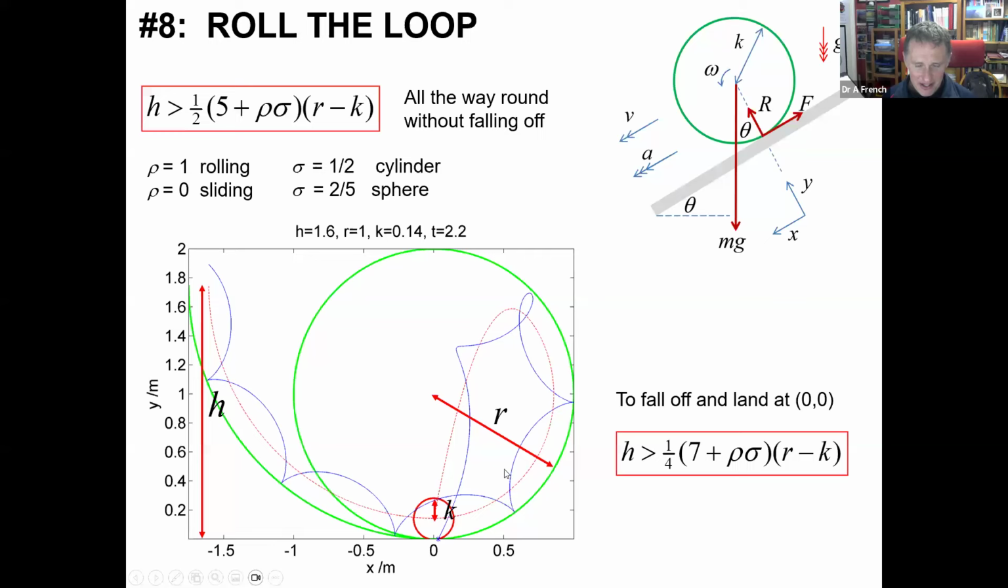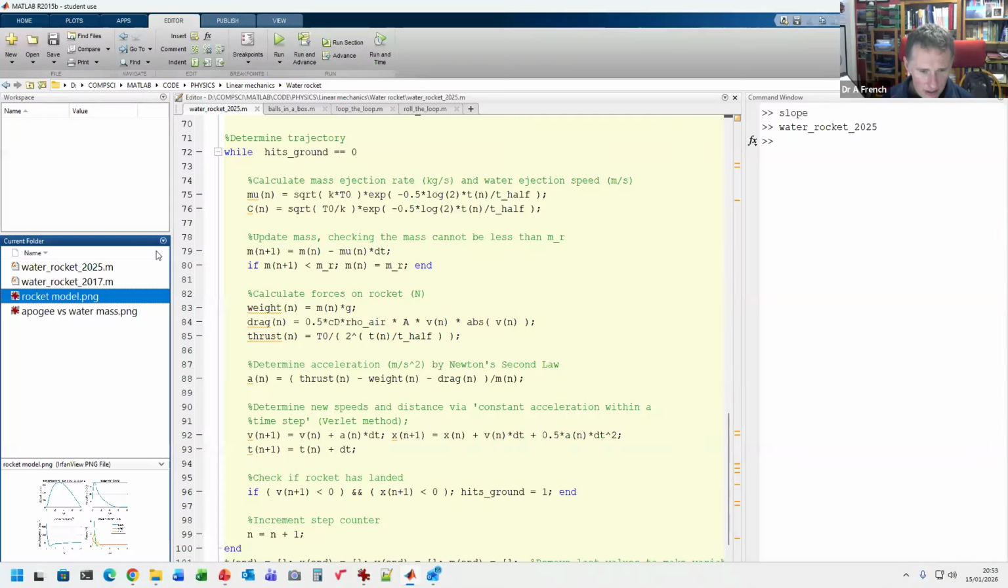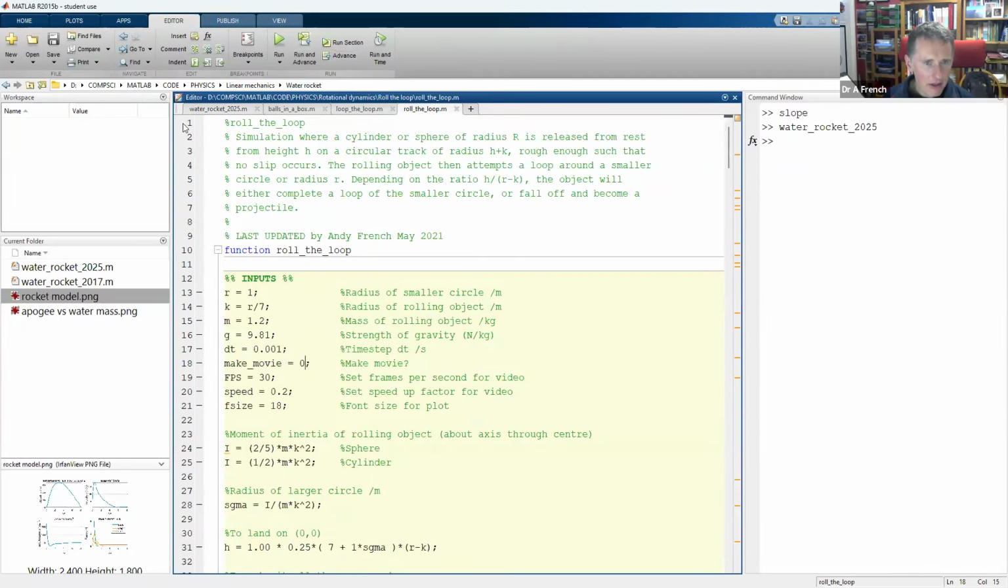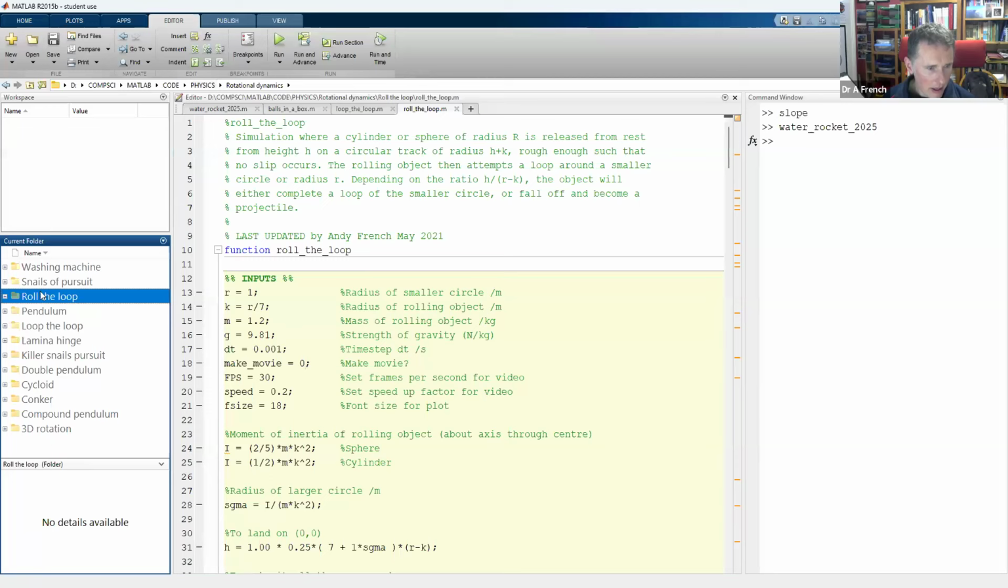So you think, oh, I can't really understand this. So let's look at it dynamically. So I'm using pretty much the same idea as a loop, constant acceleration motion, but of course my forces are going to be different here because I'm constrained to a circle. So if I go and run this one, loop the loop, no, it's roll the loop. There we go. Let's just make sure I've got that in the right place. It is rotational dynamics. Roll the loop.